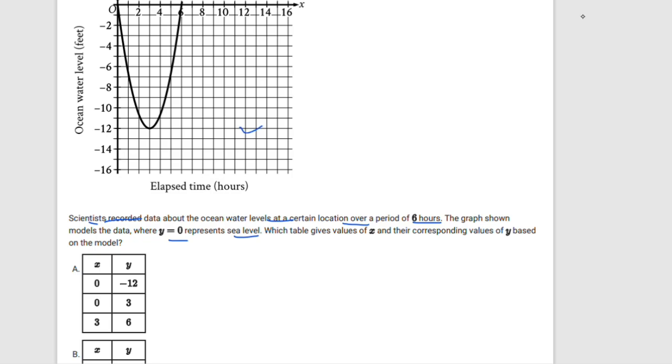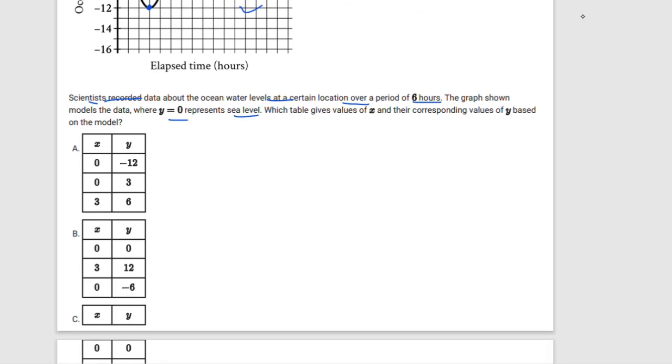As we see, we can make a table of our own, with x and y. At x equals 0, y equals 0. At x equals 3, y reaches its minimum of -12. So at x equals 3, y equals -12. And again, at x equals 6, y equals 0. So this is our table. Let's look at which choice matches our table.